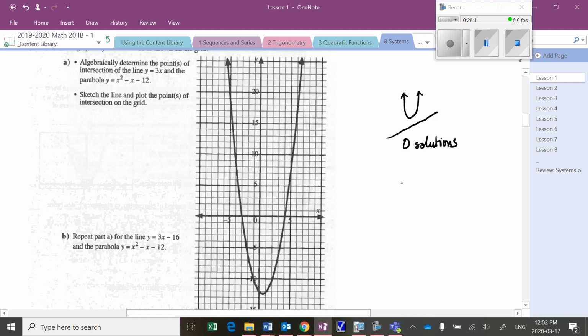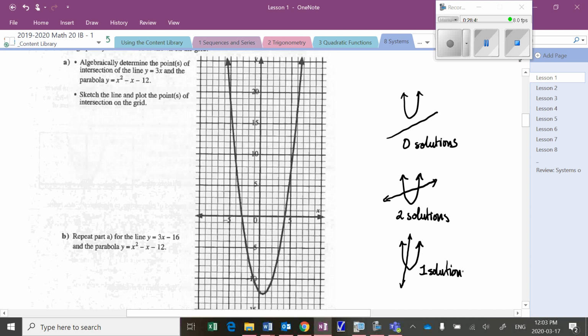If we have it going through the quadratic, then that's obviously going to be 2 solutions. And what other possibilities might you have? Depending on the slope of our line, could we have 1 solution? Yep, absolutely. Okay, so 1 point of intersection. And are there any other possibilities?